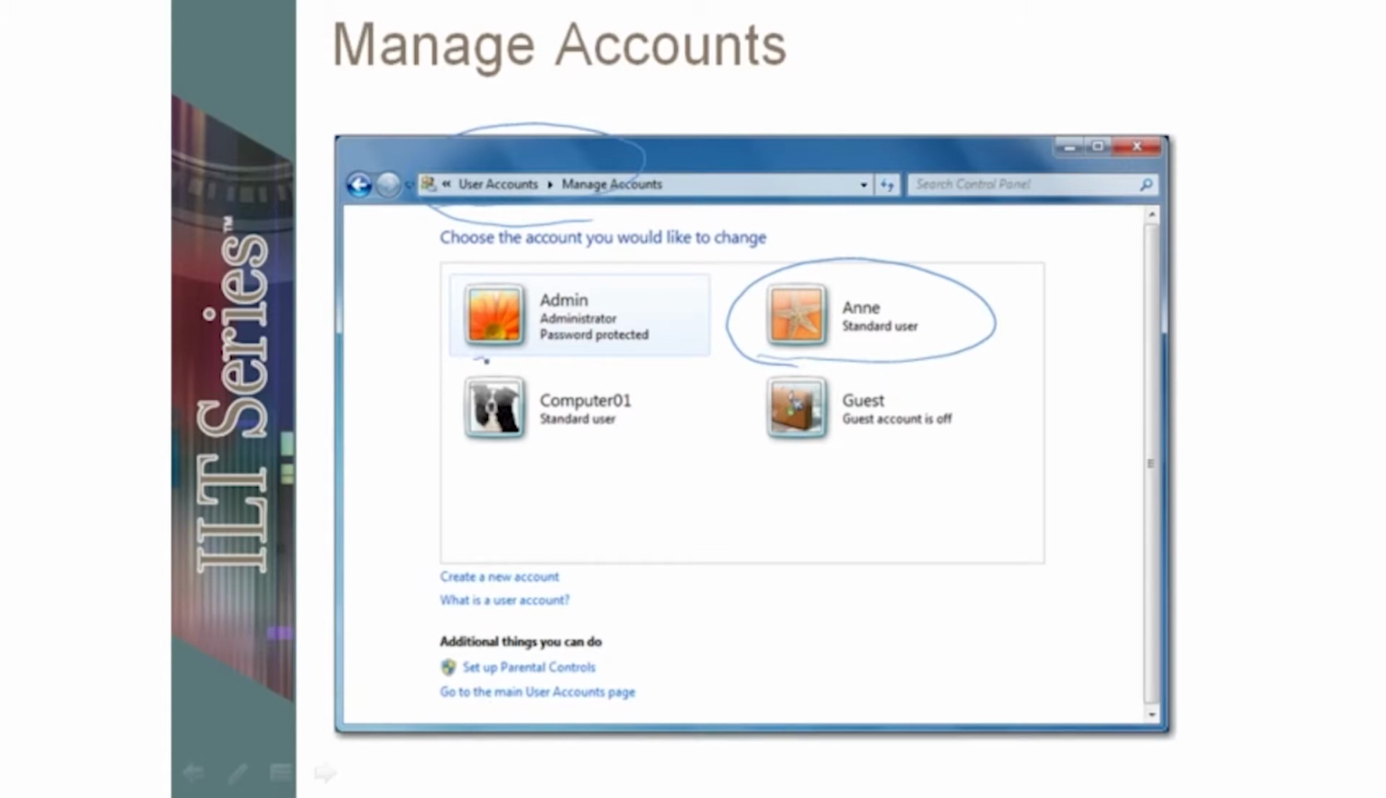If you look to the left, you have the administrator. Well, the administrator has admin, that's the name. Administrator specifies the role, and the third line here says password protected. So that's how I know the difference between the two.